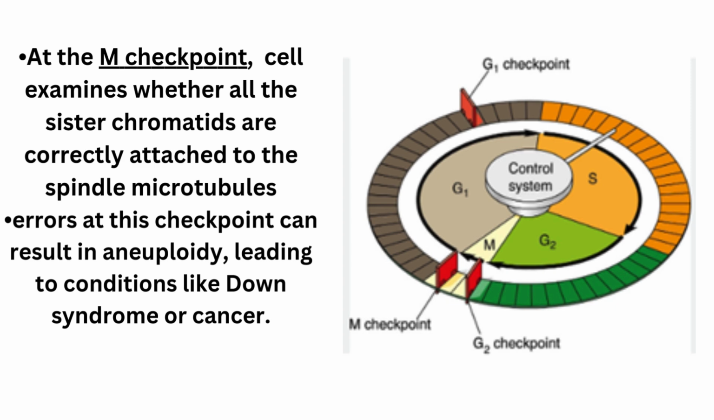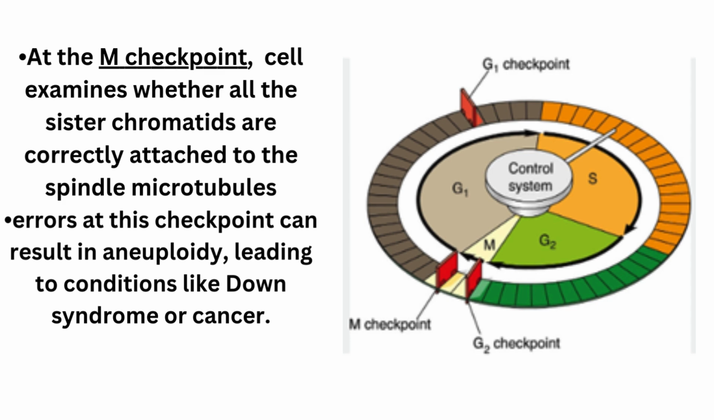Now let's talk about the third checkpoint, which is the M checkpoint, also known as the spindle checkpoint. This is the last, third checkpoint. Here the cell examines whether all the sister chromatids are correctly attached to the spindle microtubules, because the separation of the sister chromatids during anaphase is an irreversible step. Once the separation of sister chromatids takes place, it is irreversible.